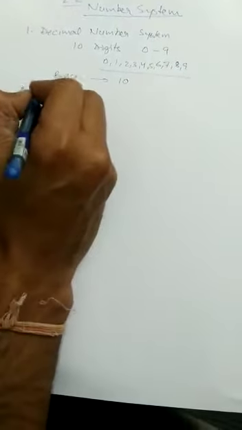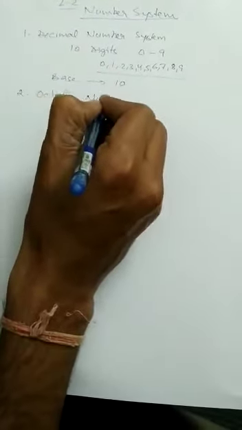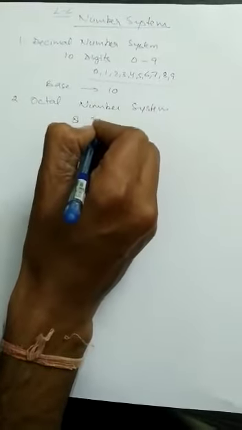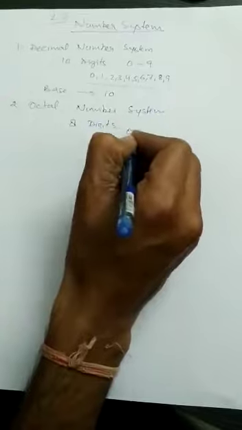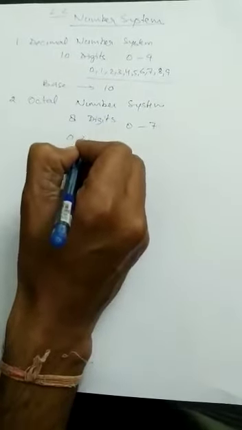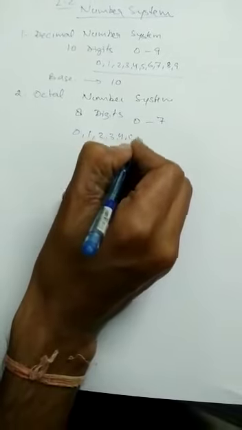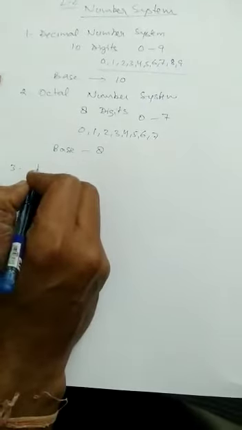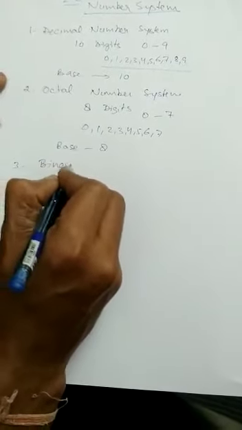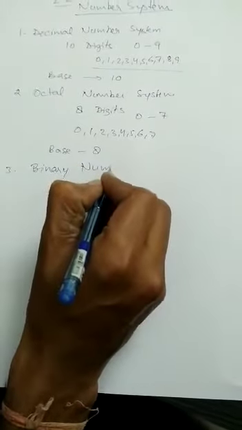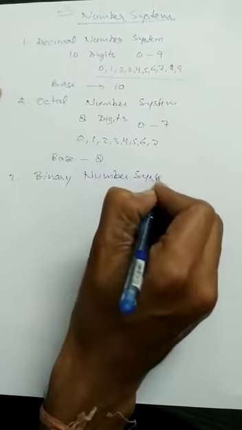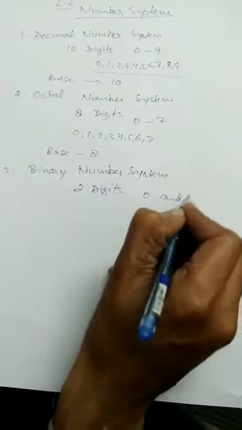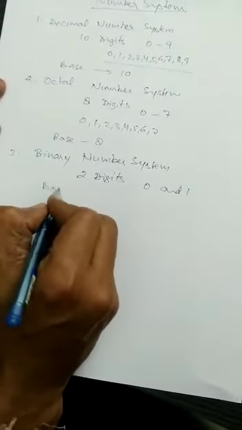Second is the octal number system. The octal number system has 8 digits, starting from 0 to 7, meaning 0, 1, 2, 3, 4, 5, 6 and 7. It has base 8. Third is binary. What do you mean by binary number system? Binary has 2 digits, 0 and 1. The base of this number system is 2.